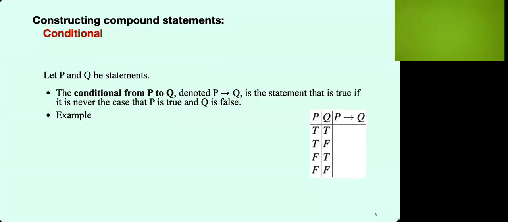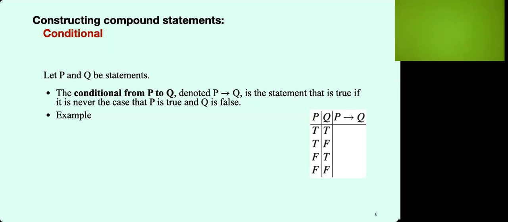All right. The next compound statement is a tricky one. It is also one of the most important compound statements. It's called a conditional from P to Q. It's denoted with an arrow, and that arrow is pronounced if P, then Q. All right, so it's a statement that's true if it's never the case that P is true and Q is false. So that's describing the situation where the conditional statement would be false.